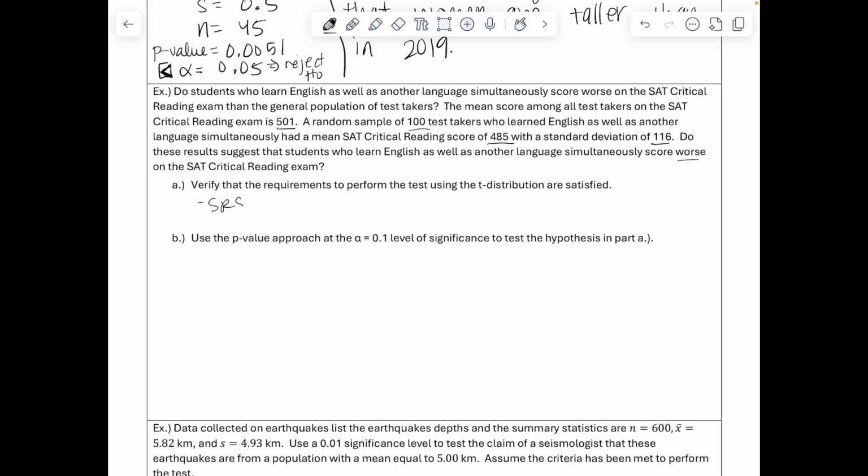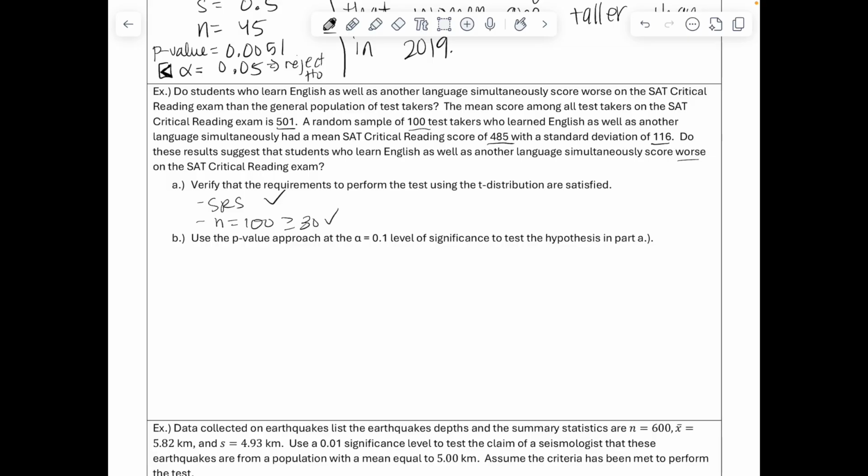So the first thing is it's a simple random sample. Whenever you deal with people, they are independent of one another, and it does state that this is a simple random sample of students that were selected. And our sample size n is equal to 100, which is greater than or equal to 30. So check for both of those, so we can conduct this test.